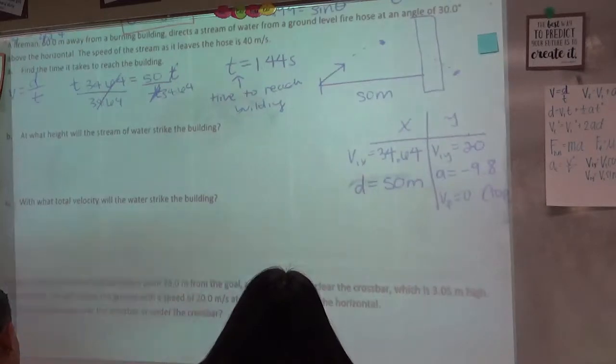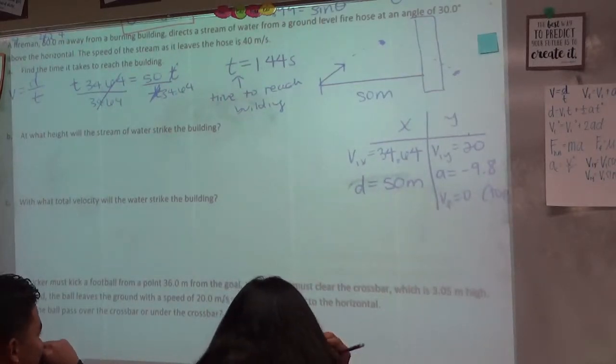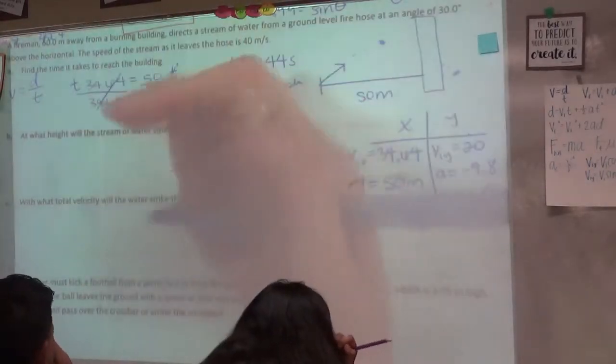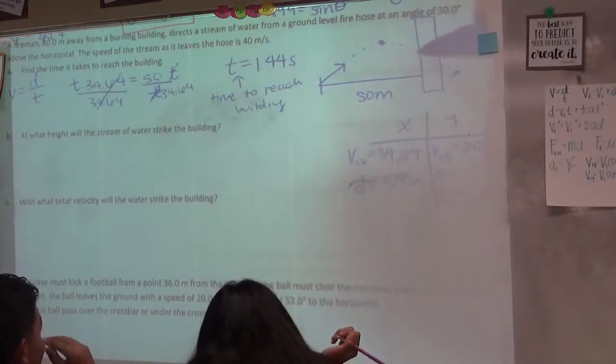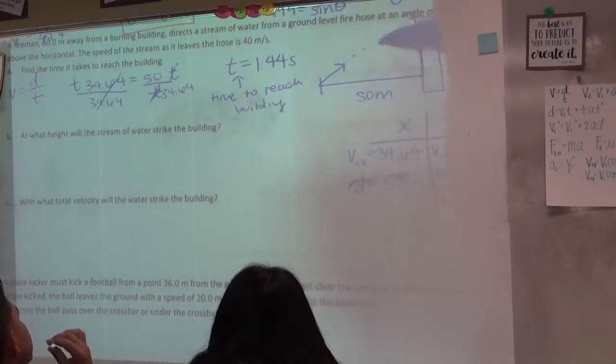Okay. B is asking at what height the stream of water will strike the building. So what are we looking for here? Distance for what? Y, because height is up and down. Good. Now, is this the maximum height? No. It's just the height at the 50 meters away. So it's not the very, very top.